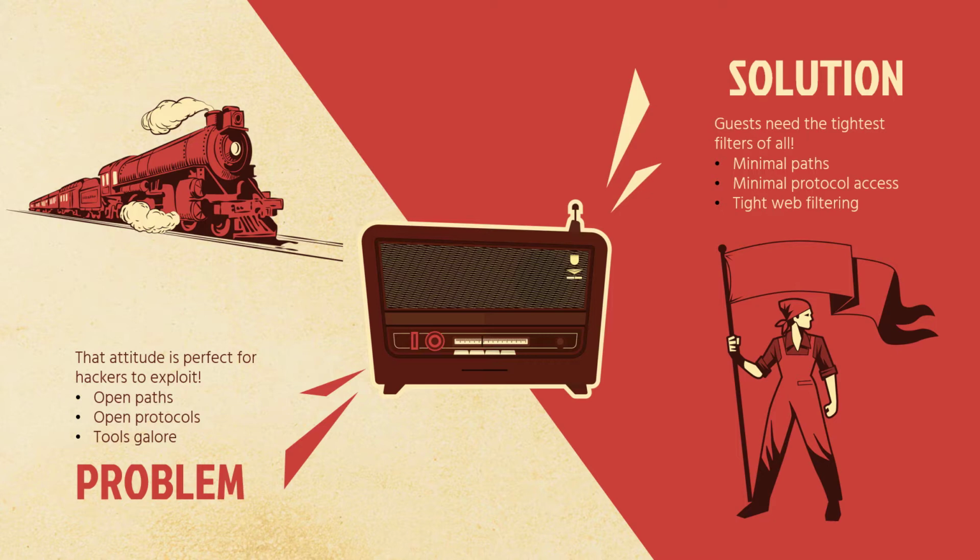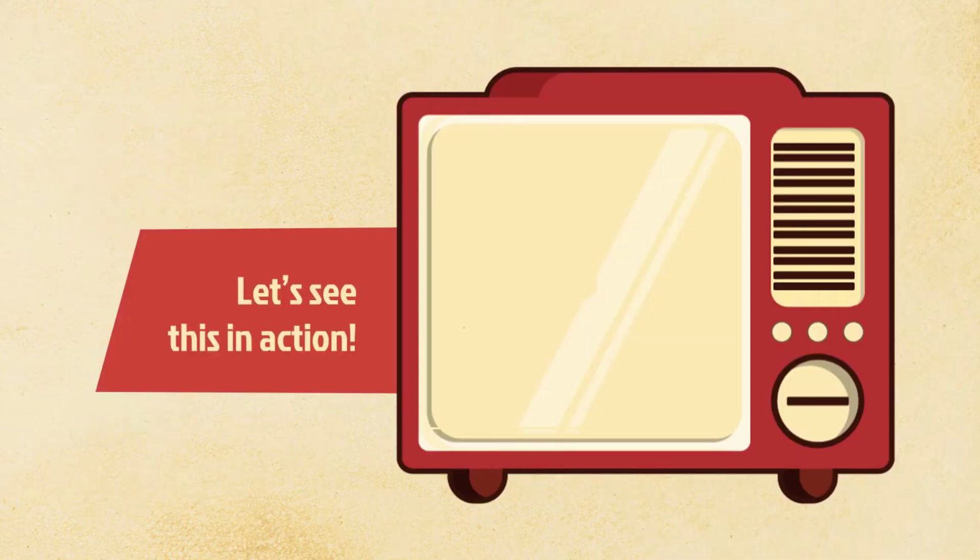They need to have minimal paths, minimal protocol access, and tight web filtering. Now, some people would say, oh, but I have them on a different subnet. Well, it's relatively easy to subnet hop. That's not really a defense anymore. That's a convenience for your networking topology. It's a component, but it's not what we're talking about in this case. So, let's see it in action.